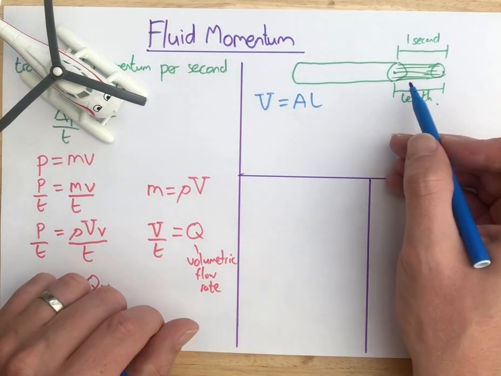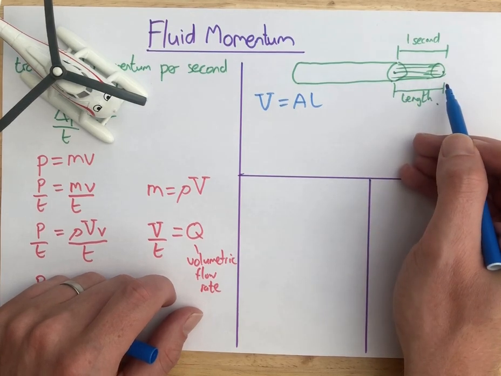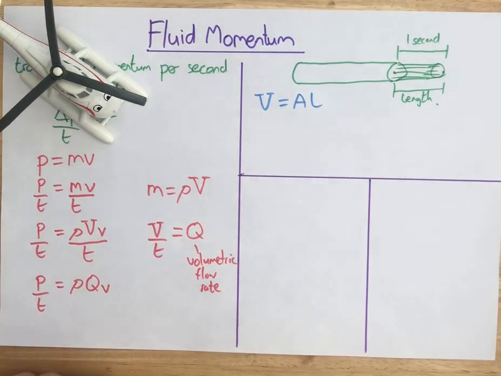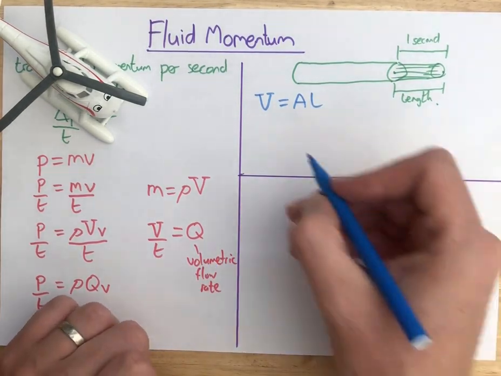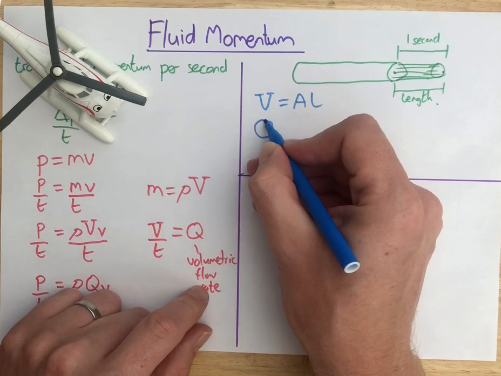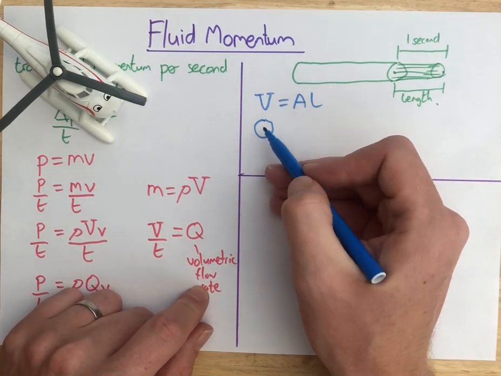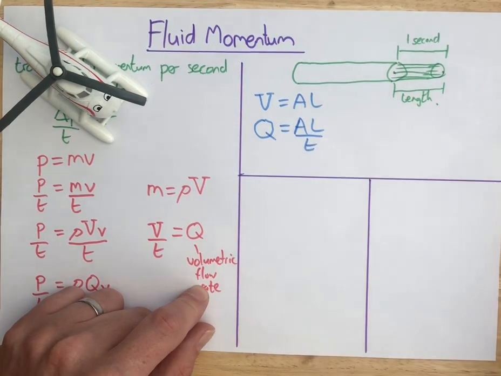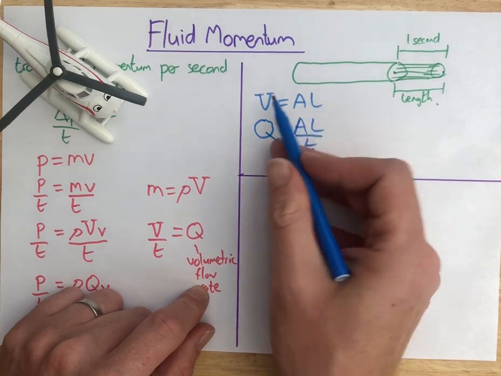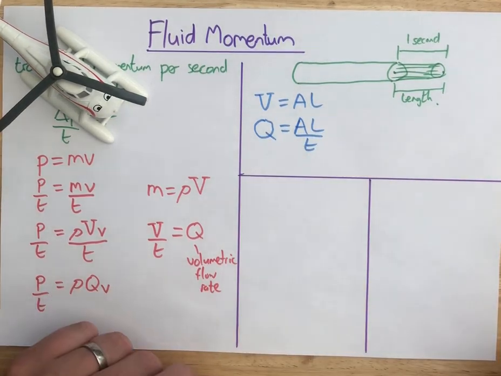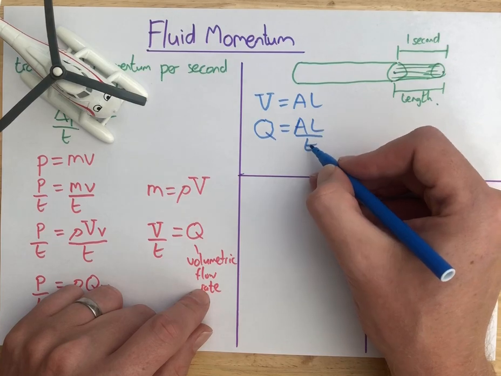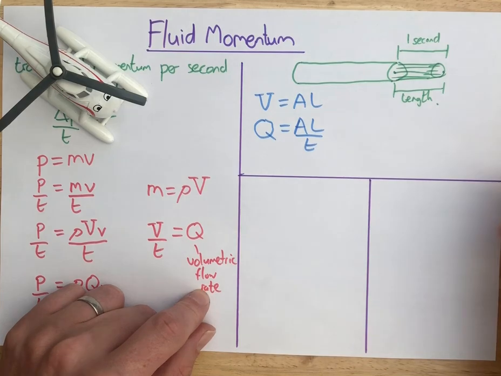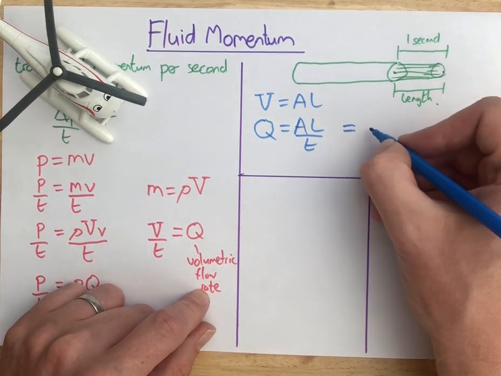Now again, you're very unlikely to measure that length, but we're not actually interested in the actual volume. What we're interested in, if you remember, is the volumetric flow rate. So if I'm looking for the volumetric flow rate, all I've got to do is volume divided by time. So if I do AL over T, the volumetric flow rate is just the volume divided by time. L over T, length divided by time, that's the velocity. So this simply becomes AV.